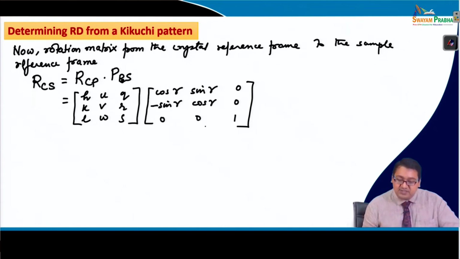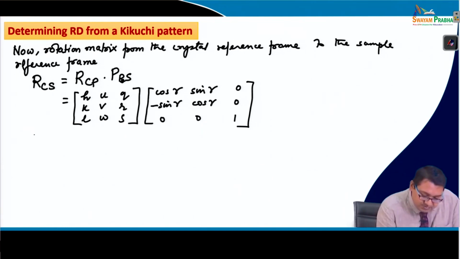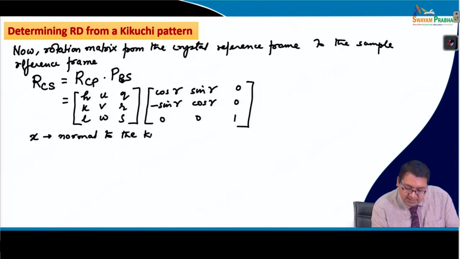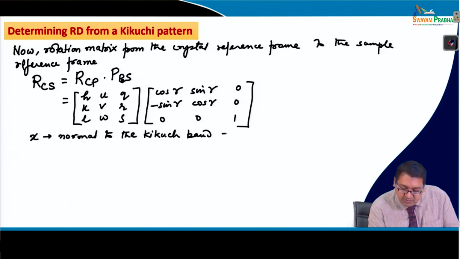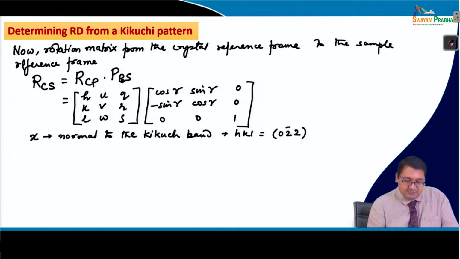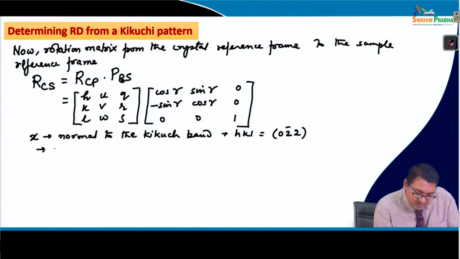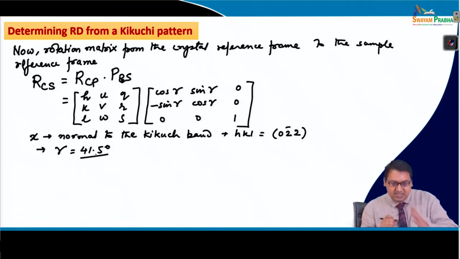Now, we know HKL, because HKL is perpendicular to a Kikuchi pattern, which is 0 2 2 bar. So, the HKL, that is x, which is normal to that Kikuchi band. So, we know that this HKL is equal to 0 2 bar 2 from the Kikuchi pattern. Now, say for this example, the angle gamma is equal to 41.5 degrees, and I'm not changing anything here. I'm referring to the book and using the same angle, so that one can go and read the book, and it becomes easier for them, right?